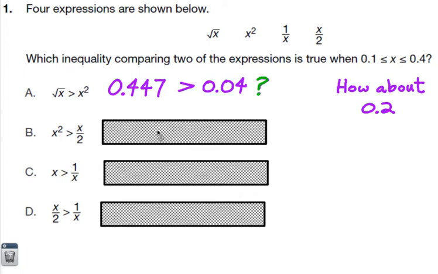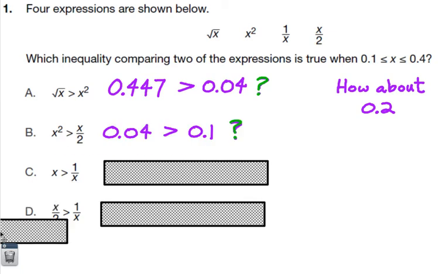But listen, you should always be more safe than sorry. And even though I'm pretty sure it's choice A right now, let's check the other ones because you never know. Okay? So if you were to plug in 0.2 in for these x's, if you were to square it and divide it by 2, you'd get 0.04 is greater than 0.1. And you think to yourself, is that true? And that is not true. This number is not greater than that number, so this is erroneous, okay?